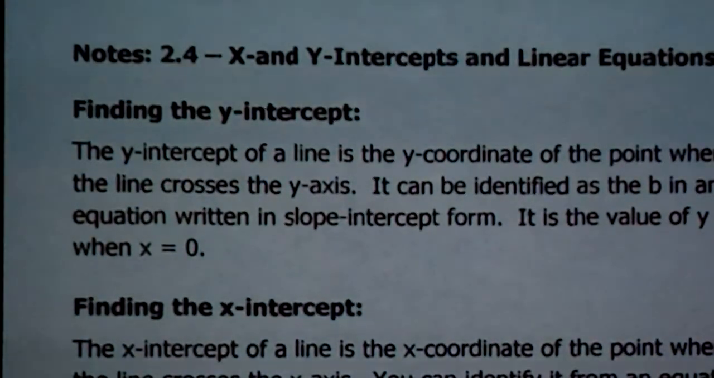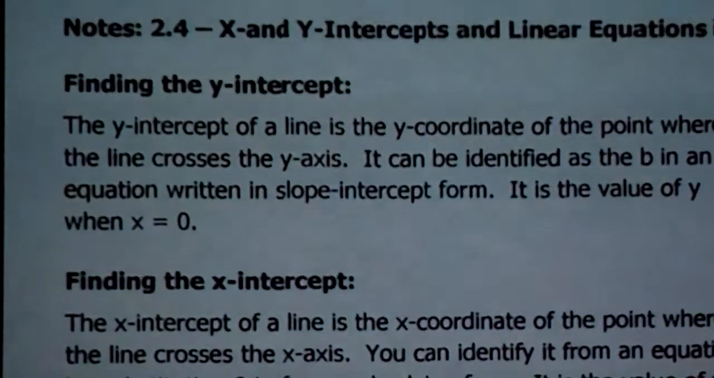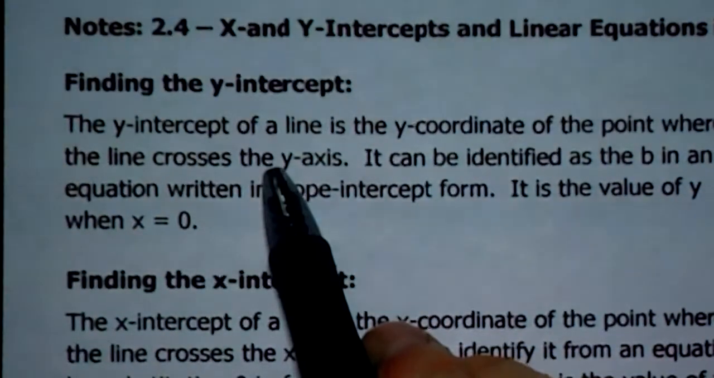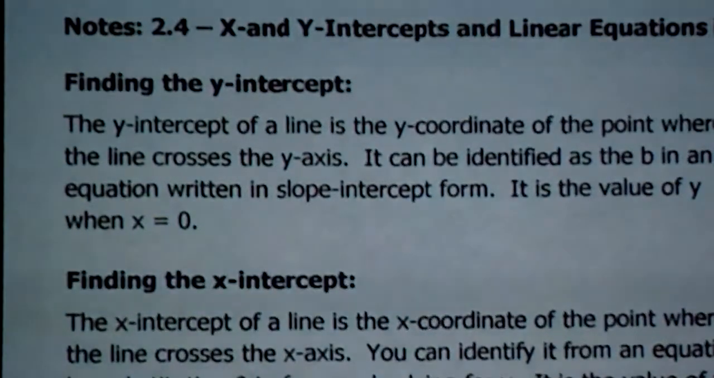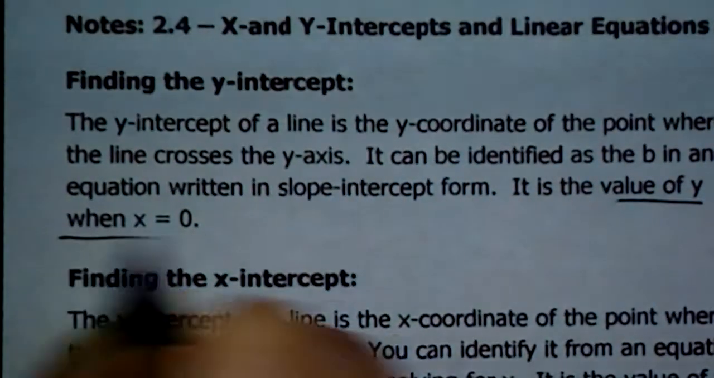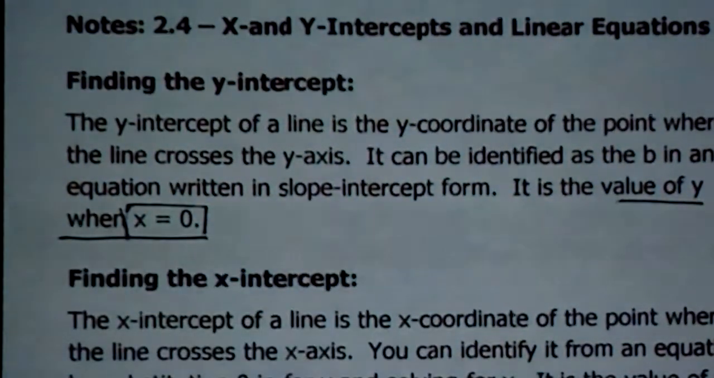So first things first, because standard form has a lot to do with x and y intercepts, that's when you'd want to use this, when you're trying to identify the x and y intercepts easily. So just to review, finding the y-intercept of a line is the y-coordinate of the point where the line crosses the y-axis. It can be identified as the b in an equation written in slope-intercept form. And basically, it's the value of y when x is 0. So it's the value of y when x equals 0.